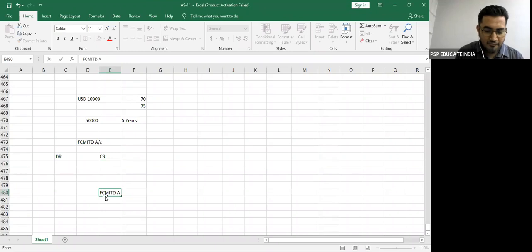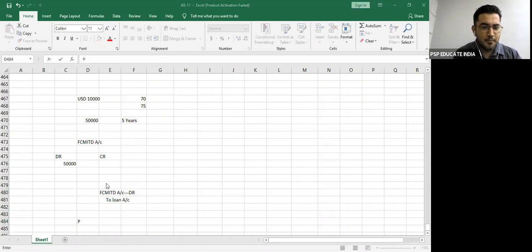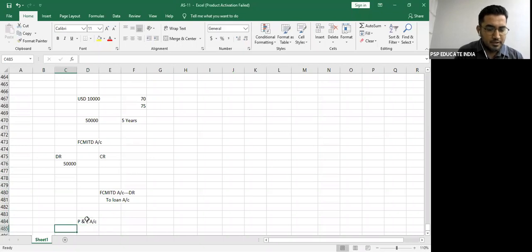It will be FCMI TD account debit to loan account. FCMI TD account I have to debit by how much? 50,000. So I will debit that by 50,000. After that, now this is to be written off over a period of 5 years. So let's also prepare the profit and loss account. This is the debit side. This is the credit side.